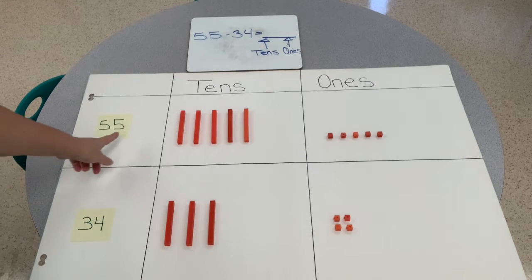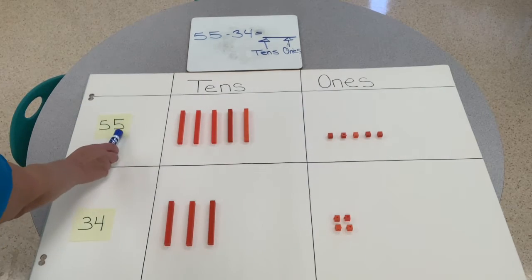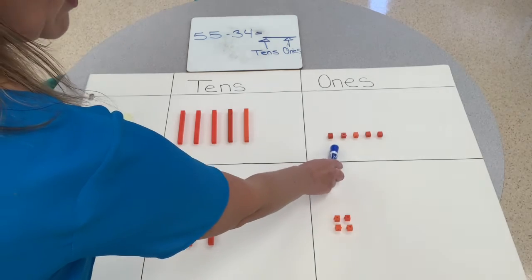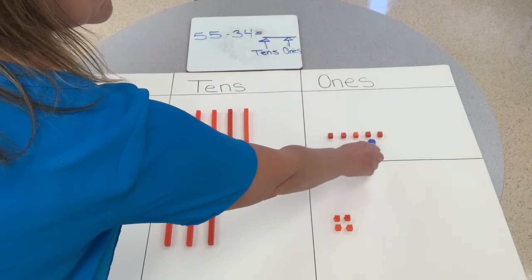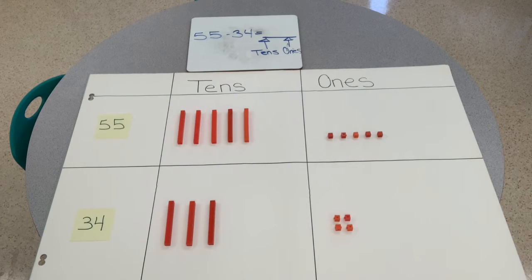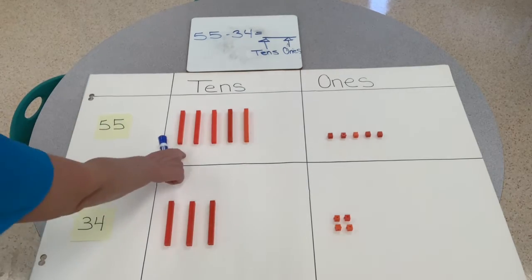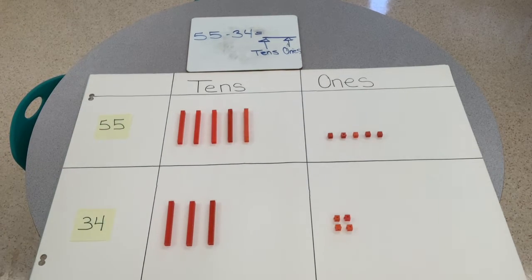Now, how many 1s do we have in the number 55? Do you know? Let's count. We have 1, 2, 3, 4, 5 1s in the number 55. See, we've got our 5 1s, 5 10s. Now, let's take a look at our number 34.